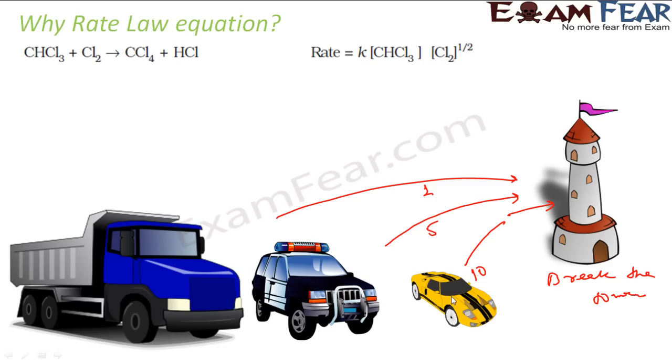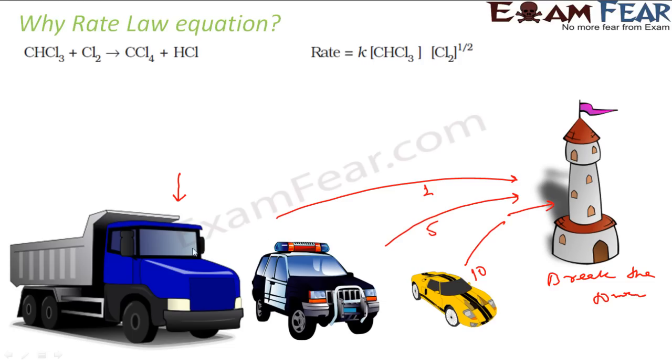So in this case, if you add more trucks here, then the rate will increase like anything. But let's suppose you already have one truck, one sedan, one jeep, and the target is to break the tower, and they're taking some seconds or some minutes to break the tower. The moment you add one more truck, the speed will be very much increased. But if you add one more sedan, the speed will not be increased that much. Or if you add one jeep, the speed will be increased moderately.